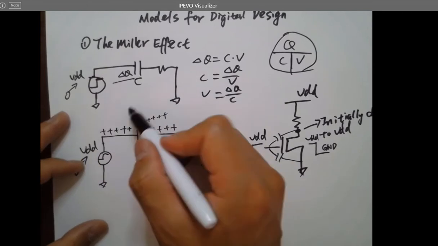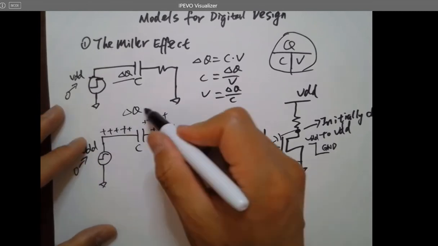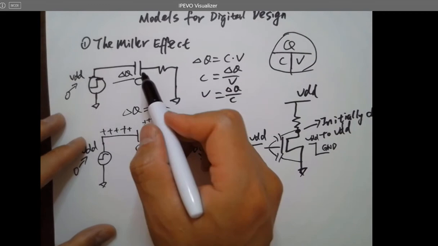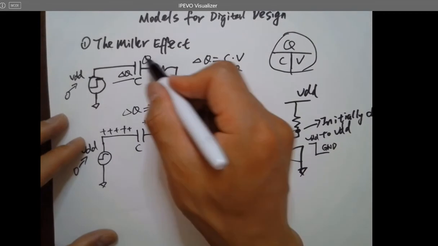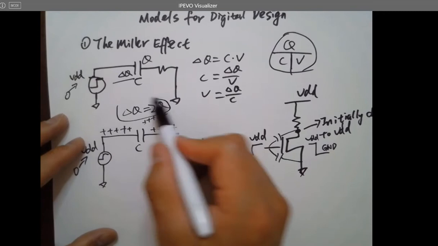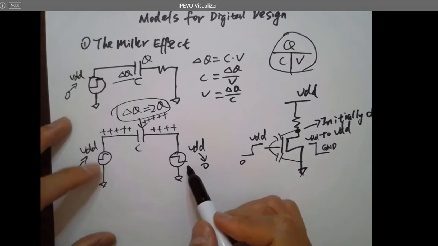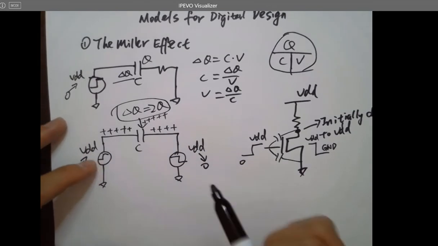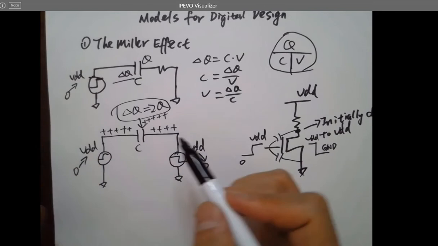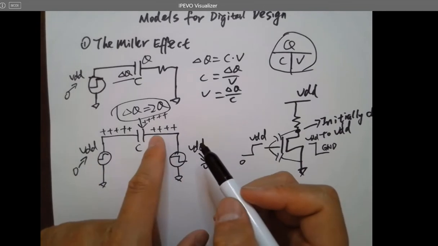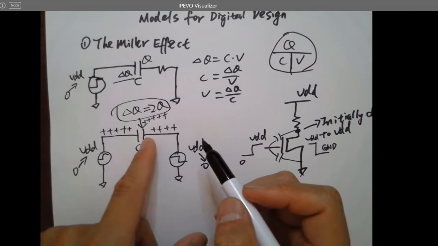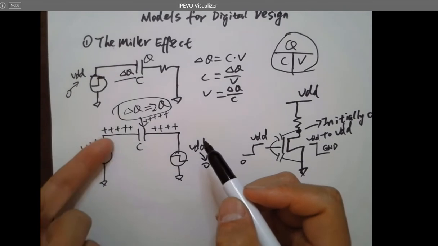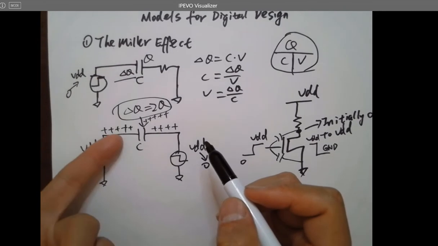So the delta Q is actually 2Q compared to this one. If this is Q, this will be 2Q. Because the two sources are doing the same job and doing the same efforts, from this side, it's drawing twice as much as the charges compared to this one. It's also the same as this side as well.